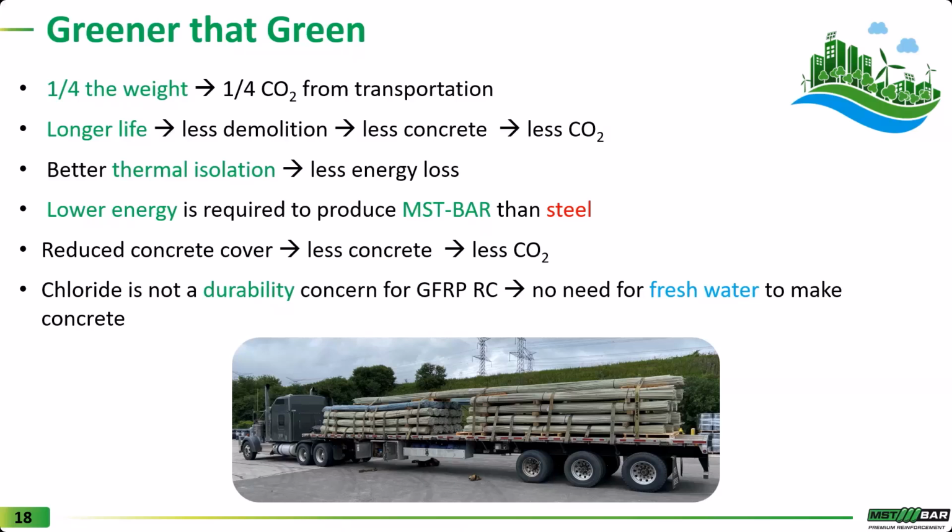GFRP bars are better thermal insulators, so this means that there will be less energy loss in buildings made with GFRP reinforced concrete. Also, interesting and important to mention here is that production of MST bar requires less energy compared to conventional black steel rebar. We have an EPD showing much lower carbon emission compared to black steel rebar. Also, very important to know that with GFRP bars, there is no need for additional concrete cover to prevent corrosion. This means we can use less concrete, which can obviously directly reduce the amount of carbon emissions.